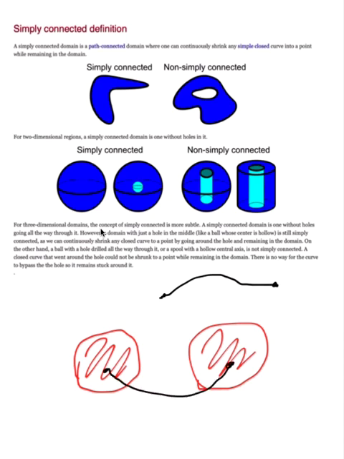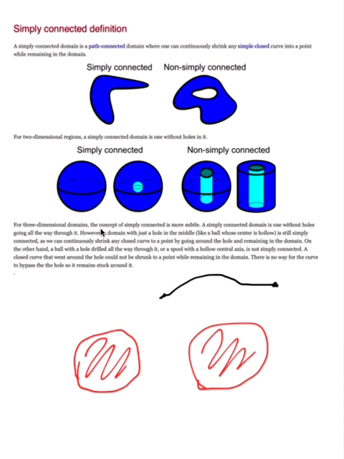So one that would not be path-connected would be something like this. Okay? Do you see if my domain is the union of these two red balls here, I can't go from here to a point over here without passing through what? Regions that are not part of the domain. So this particular thing would not be path connected. Okay? Anyway. Simply connected is where one can continuously shrink any simple closed curve into a point while remaining in the domain. Okay? This is simply connected.